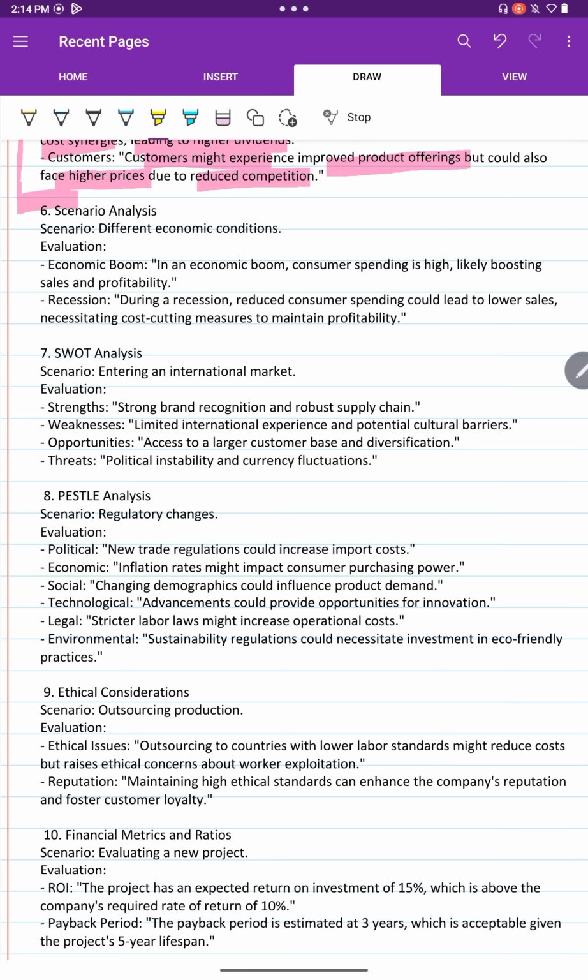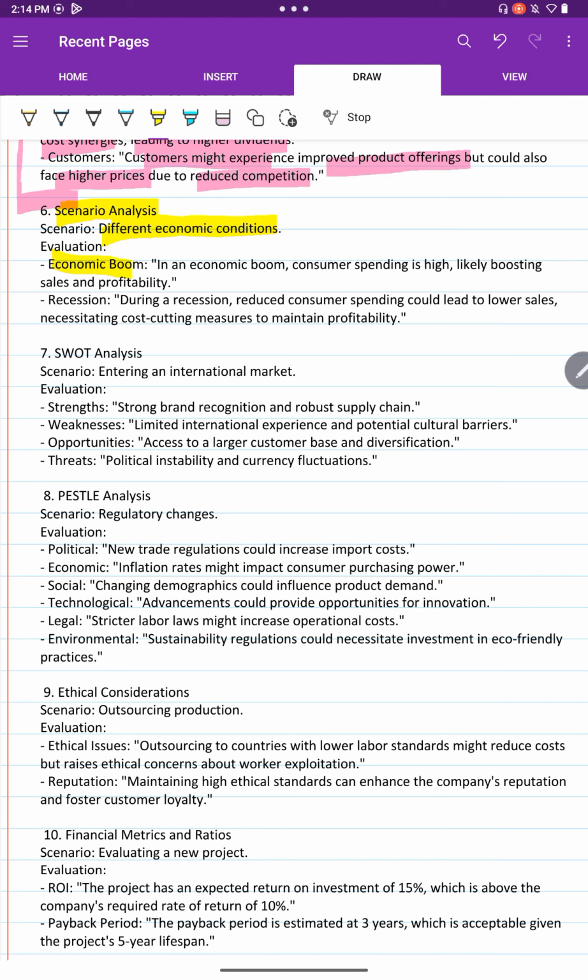So now let's see the sixth one, which is scenario analysis. It means that we have to see the scenario. Scenario means that we have to see the factors, whether external or internal. So this is a scenario of different economic conditions. It means that we should see different economic factors. So how can we evaluate it?